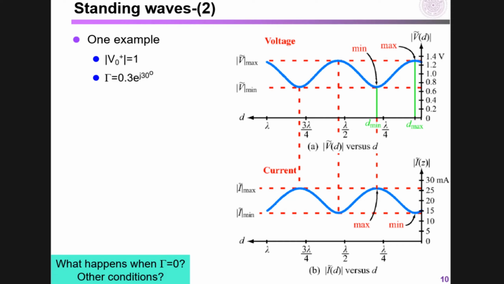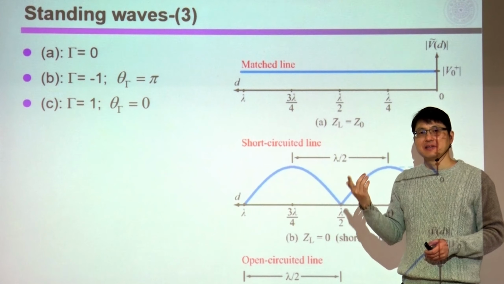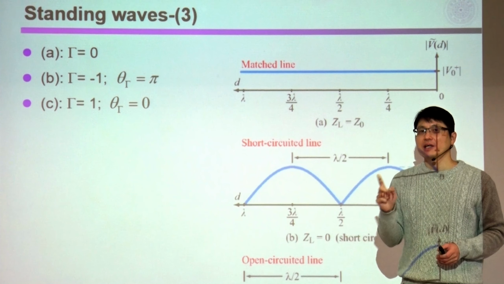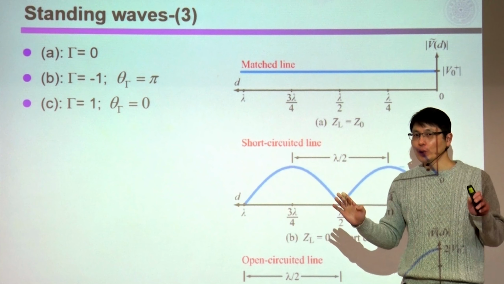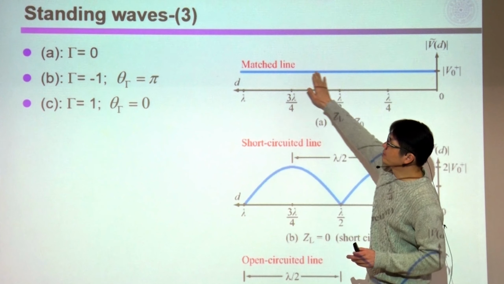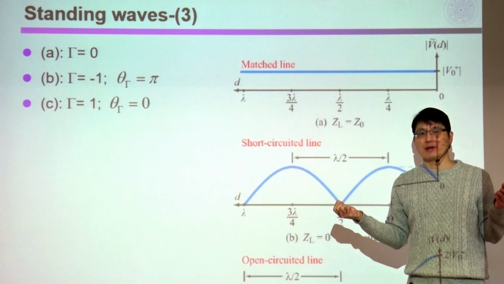So when we have forward and backward propagating waves, we have a standing wave. So it's better for us to understand. In this case, if we have a matched line, which means ZL equals Z0, you have no reflection. If you have no reflection, you have no standing wave, right? So therefore, the maximum allowed voltage along the entire line has equal value.